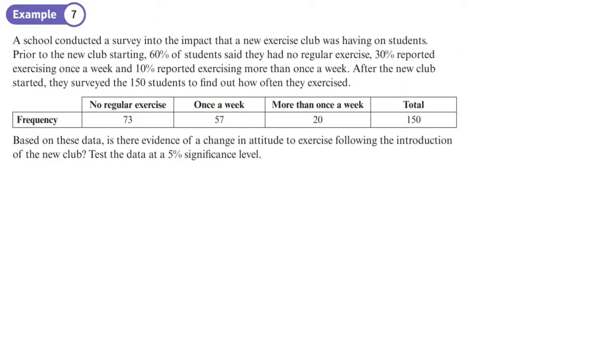Right, we've got a school conducted a survey into the impact of a new exercise club that it was having on students. Prior to the new club starting, 60% of the students said they had no regular exercise. Just underline this: 60% no regular exercise, 30% reported exercising once a week, 10% reported exercising more than once a week. After the new club started, they surveyed 150 students to find out how often they exercise. So this is what was observed.